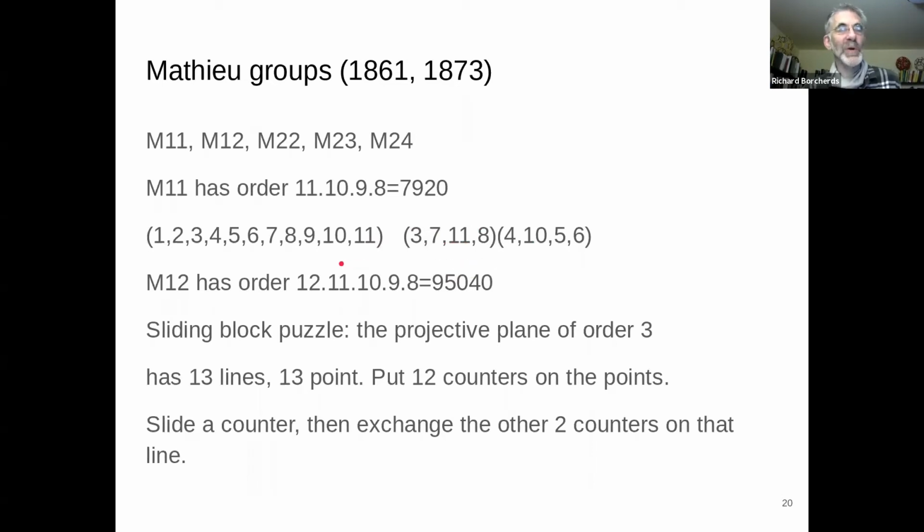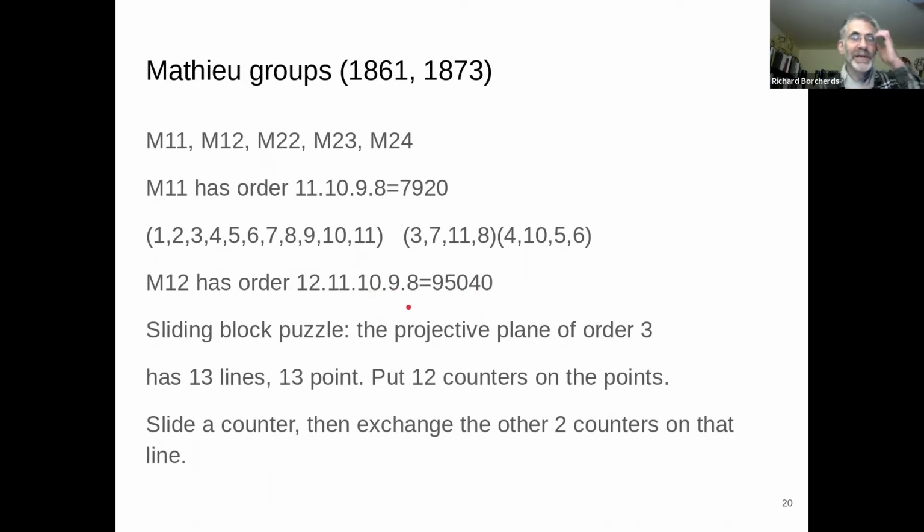Similarly, M12 has order 95040. It's actually an example of something called a five-fold transitive group. For any 5 points, there's a unique element of M12 taking those 5 points to any other 5 points you choose. So that's why its order is 12 times 11 times 10 times 9 times 8.